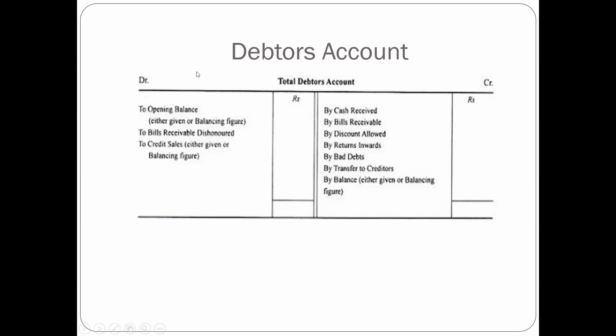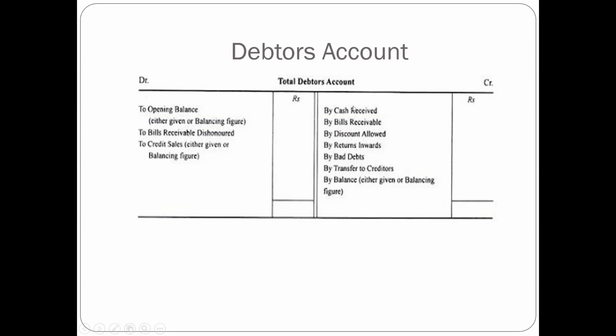So opening balance, credit sales, bills receivable dishonored will be on the debit side. On the credit side: cash received, bills received, discount allowed, return inwards, bad debts, transfer to creditors, and by balance, that is the closing balance. Sometimes in the problem, they'll give you opening, credit sales, cash received. You have to find out the closing balance using this format, or it can be the opposite.